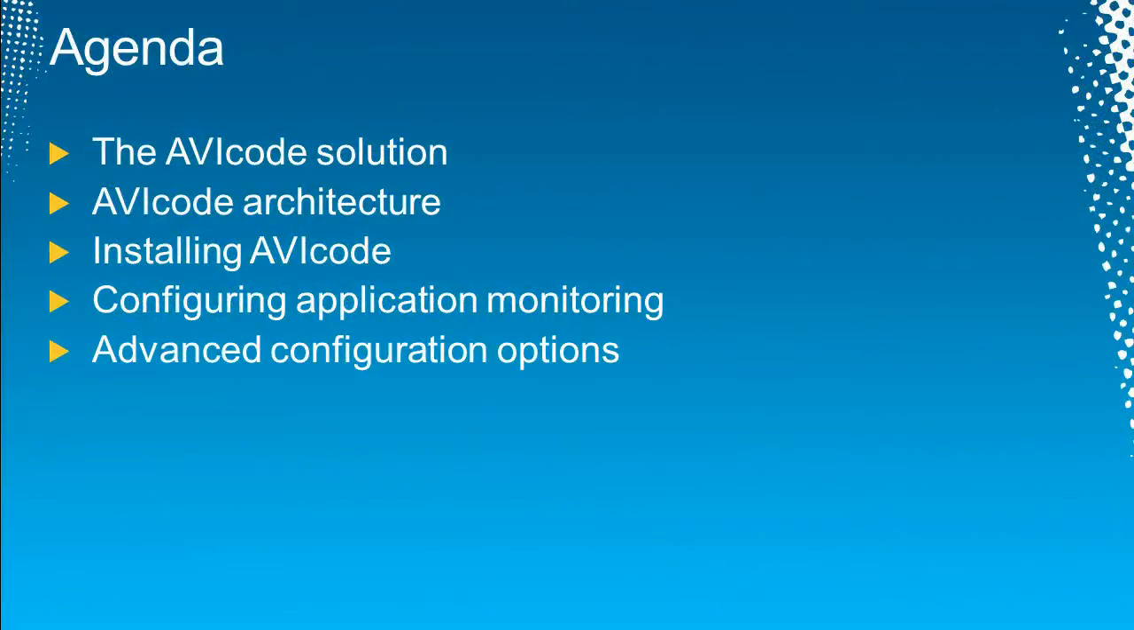So what we'll go over today is overall, what is AVIcode? We'll touch on mostly what I like to talk about, which is the architecture. What makes it up? What are the bits and pieces? Where do they go? How do you deploy them? And why should you care about how they're deployed?